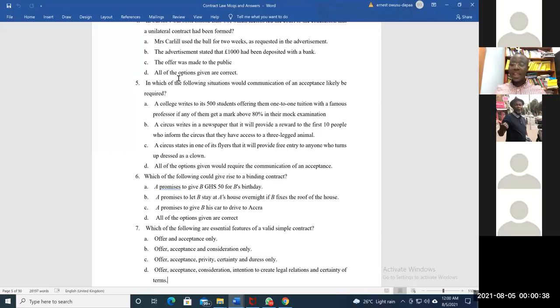Okay, now we know the requirements of the rules on acceptance with respect to unilateral offers and bilateral offers. So be aware of those principles. Which of these options given would say that there is a need for communication of acceptance?